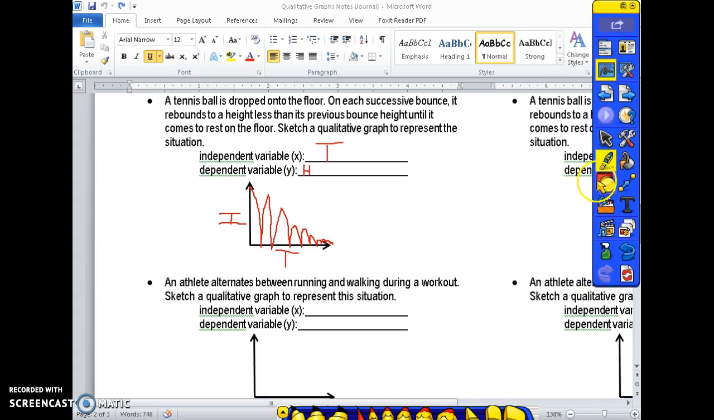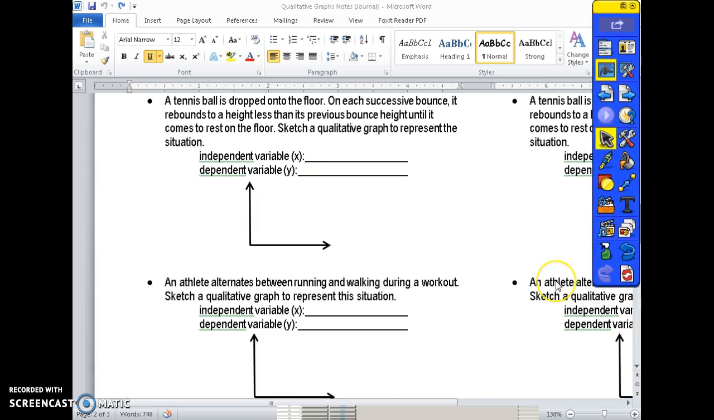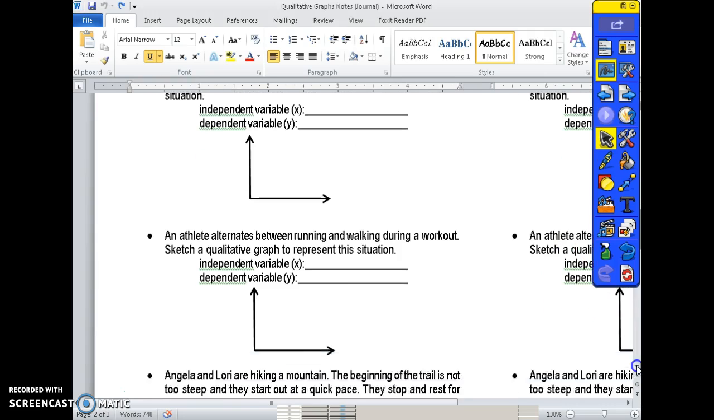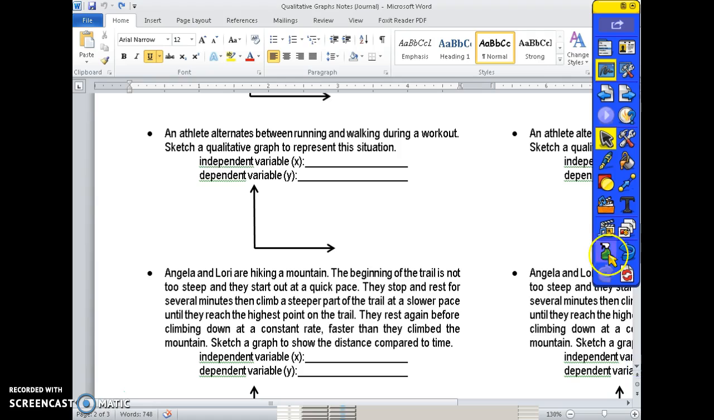Alright, number 2, for example 2. An athlete alternates between running and walking during a workout. Sketch a qualitative graph to represent the situation.